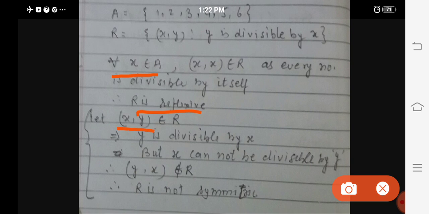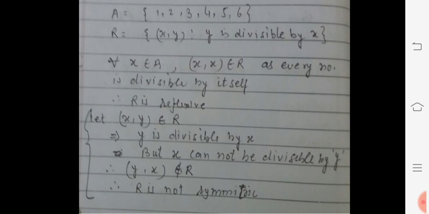Okay, come to the next part. We have taken (x, y) belonging to R. According to the condition of the relation, if (x, y) belongs to R, it means y is divisible by x. But y being divisible by x doesn't mean that x will also be divisible by y. It means if (x, y) belongs to R, it doesn't mean that (y, x) also belongs to R. So R is not symmetric.